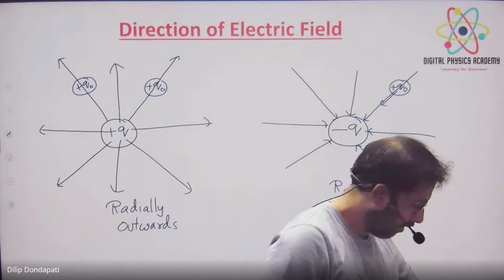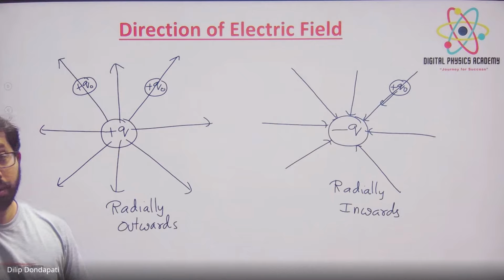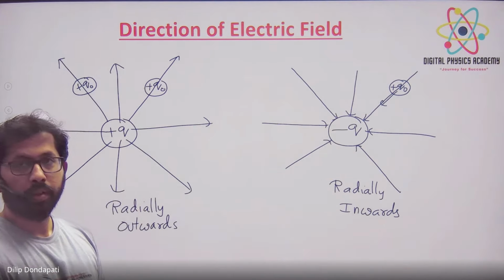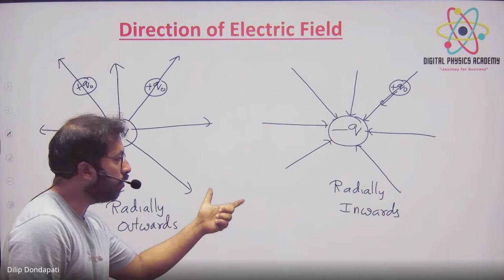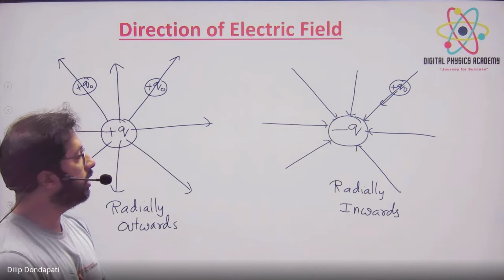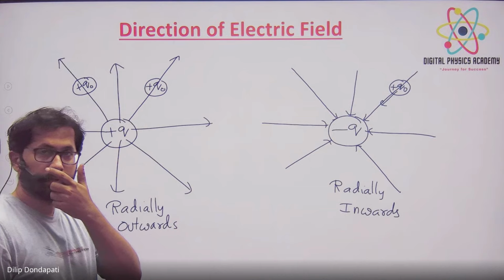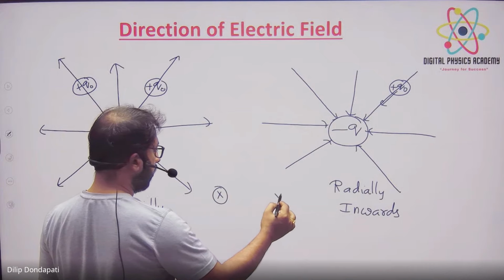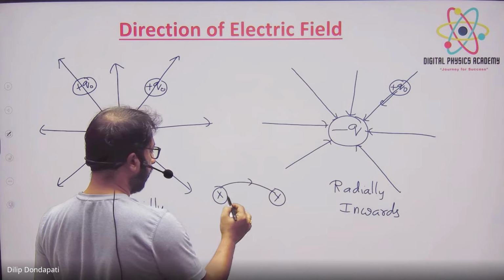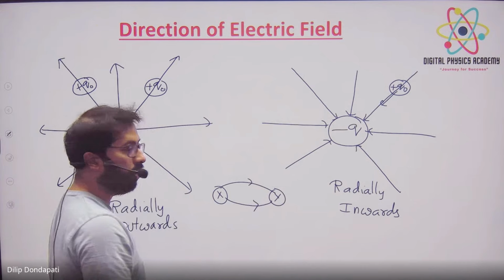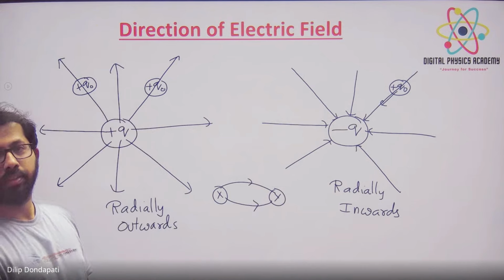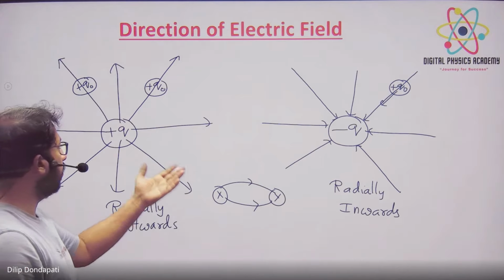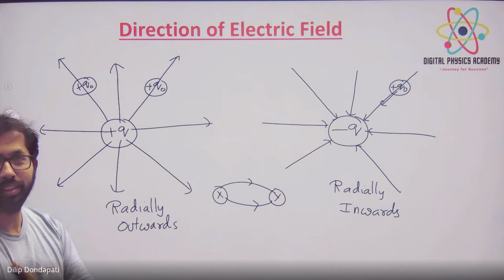So how can you identify which is the magnetic field and which is the electric field? If I draw the lines, suppose x is there, y is there, is this an electric field or a magnetic field? Magnetic. Why? Why not electric field? Electric field lines also go away from and towards the wire. How can I identify?